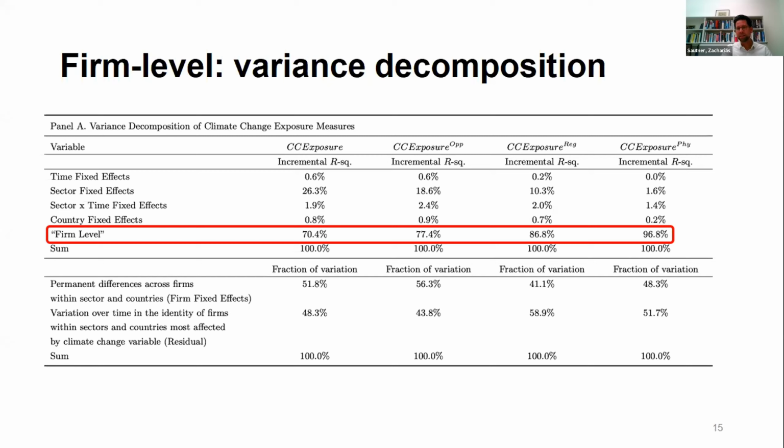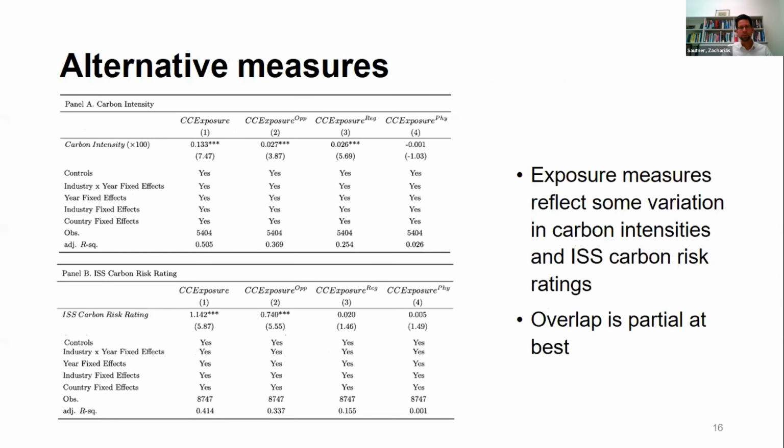It also makes sense that the firm level component is largest for physical exposure, which is really firm-specific idiosyncratic things related to relocation, for example, while, for example, regulatory aspects or opportunities are likely to be less at the firm level and have more a common sector component.